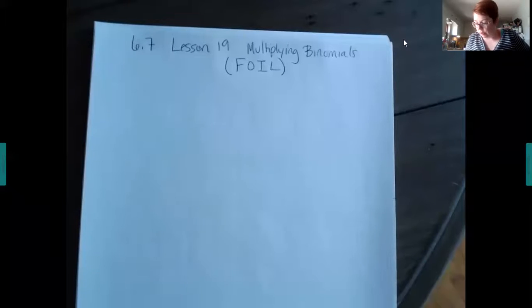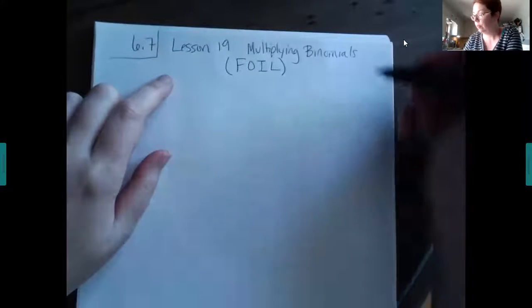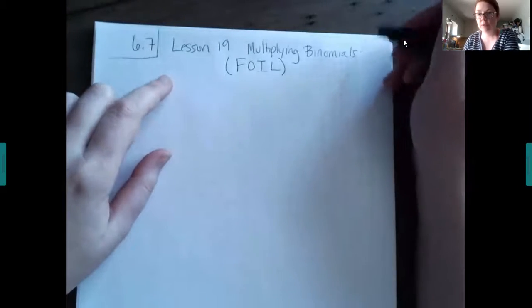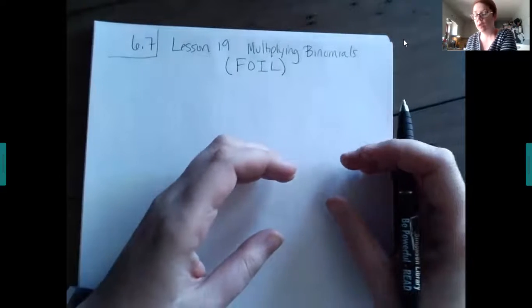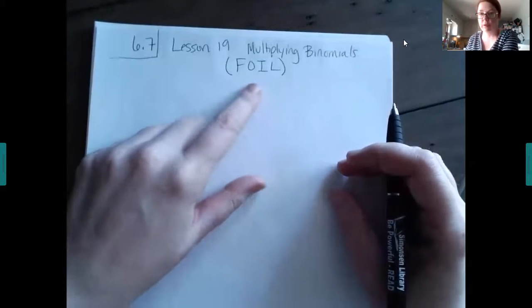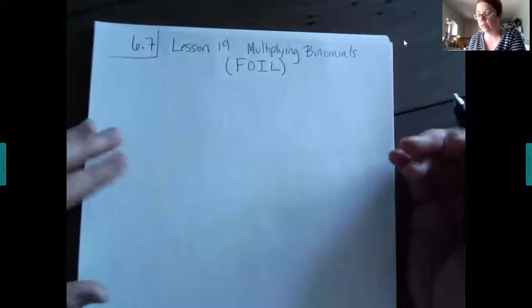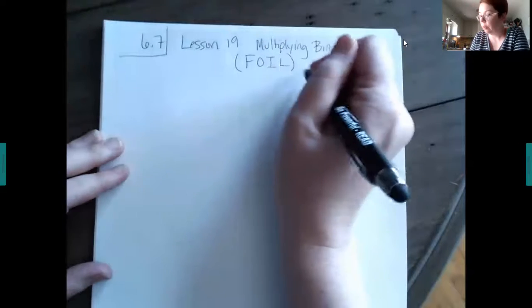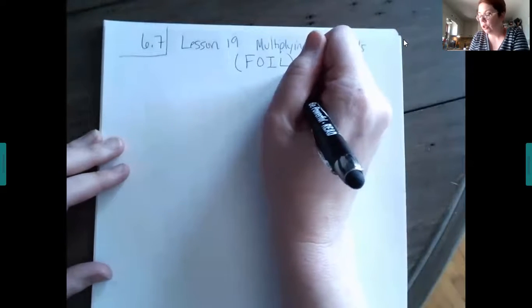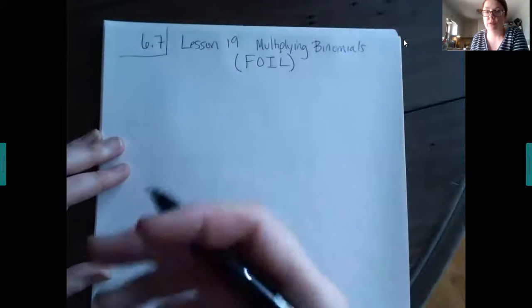Okay, so this is going to relate to homework 6.7. We're going to be multiplying binomials, so a group of two terms times another group of two terms. You've probably seen this before or have used it. It's basically the FOIL method. If this is new to you, when people say FOIL, it's just a method, or an order, to distribute.